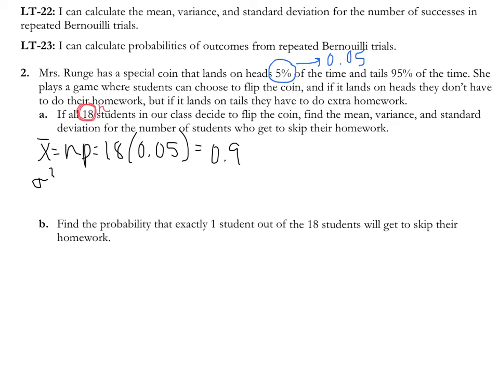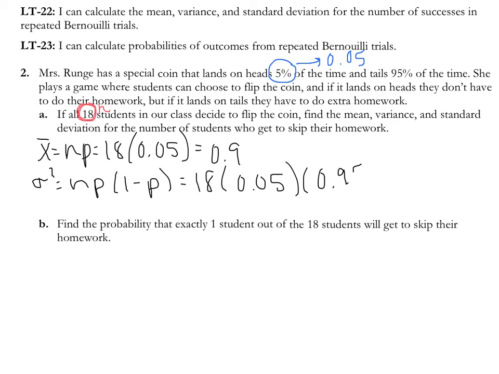Next, our variance we know is given by n times p times 1 minus p. So in this case, we have 18 times 0.05, that is our p-value. 1 minus that is 0.95, so we multiply by that at the end. If we multiply all of this out, we get 0.855, so that is our variance.